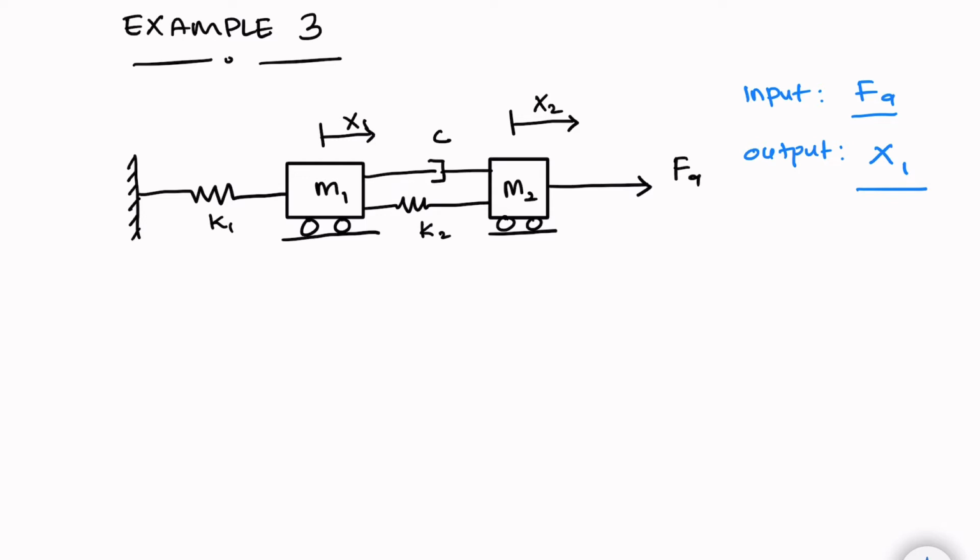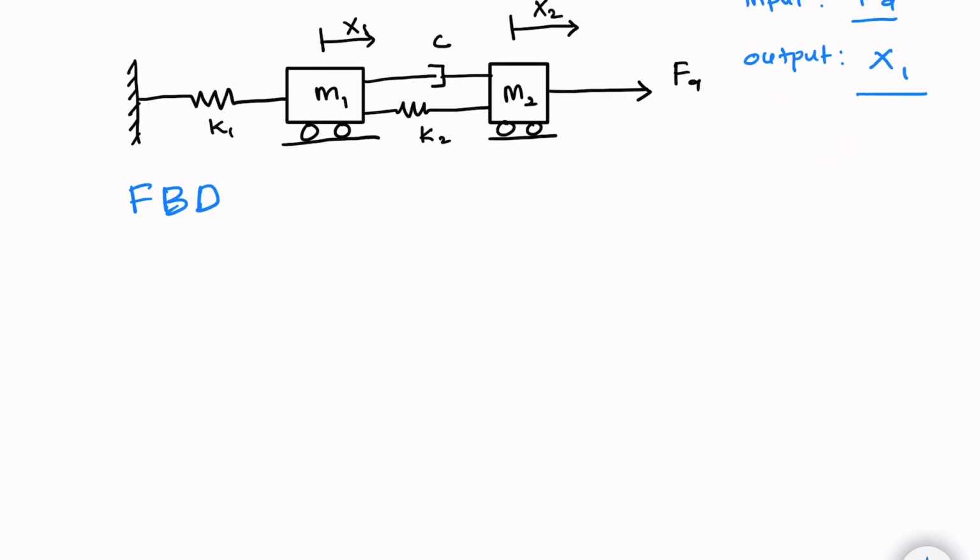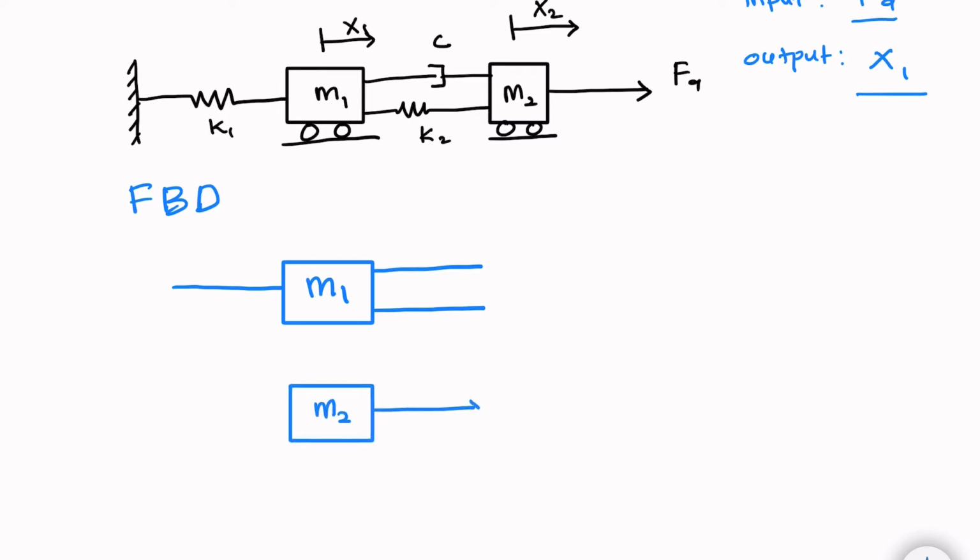Now let's do the free body diagram analysis. Since we have two masses, the analysis will be done on the two masses. First, we draw for mass 1. We have three forces acting on that, so I draw 3 lines. Same goes for M2. We have external force Fa, then force from the damper and spring.